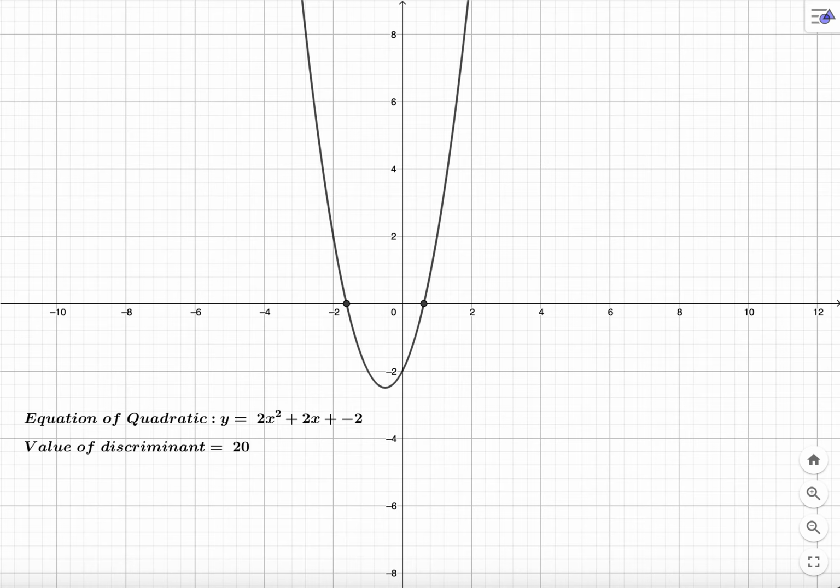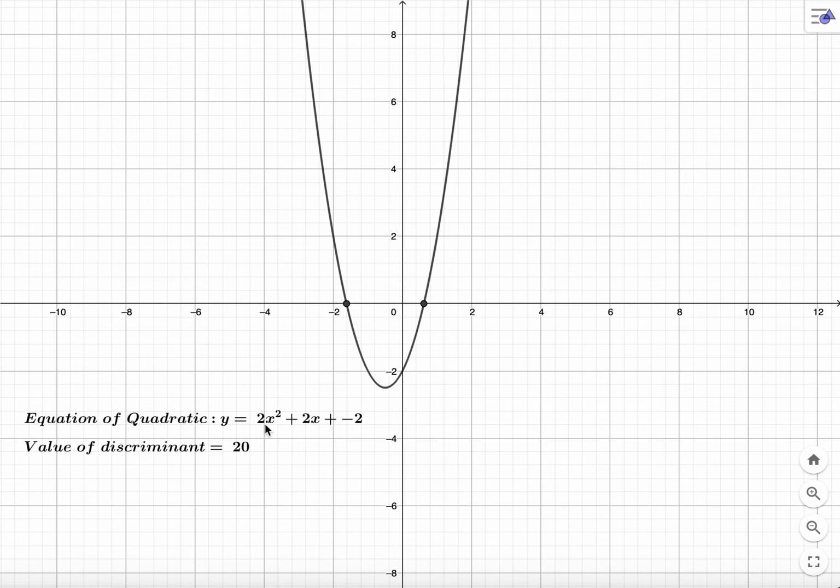The idea of a quadratic. We know what a quadratic is. It has the form y equals ax squared plus bx plus or minus c in this case. And then we're looking at this idea of a discriminant. So the discriminant delta is equal to b squared minus 4ac.